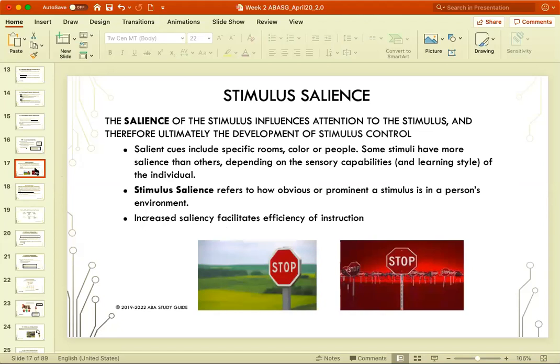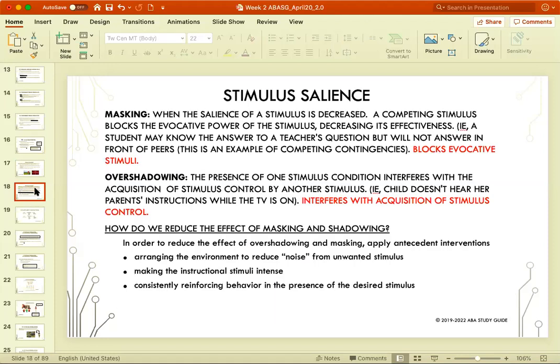Now, of course, you want to make sure that you are embedding multiple exemplars and you're doing different ways to teach for generalization. So you don't always want to do everything on a plain white background, but this is an example of how that would facilitate efficiency of instruction, especially immediately, in the beginning.